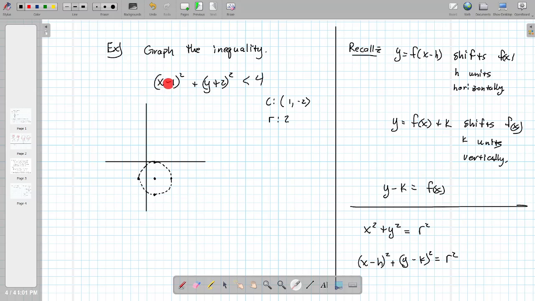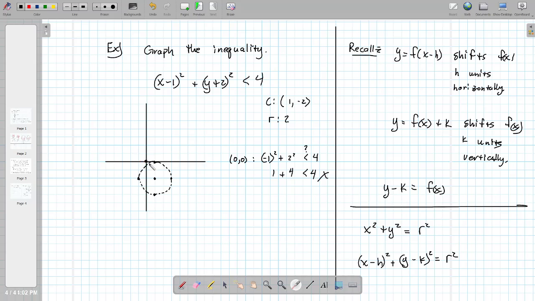Now we're saying that x minus 1 squared plus y plus 2 squared is less than 4. So we need to figure out which side to shade. I can check (0, 0) to see if this point is a part of the solution set or not. Does the point (0, 0) satisfy the inequality? Plug in 0 for x and 0 for y, we get negative 1 squared plus 2 squared, and is that less than 4? 2 squared is 4, and 1 squared is 1. Is 1 plus 4 less than 4? No, it's not. So (0, 0) is not a part of the solution set.